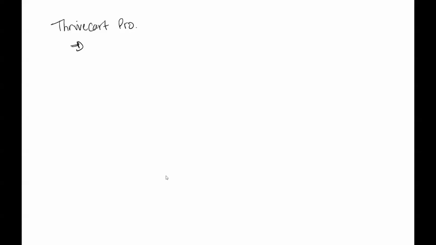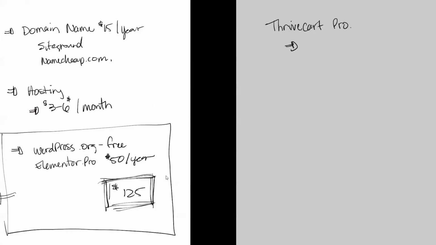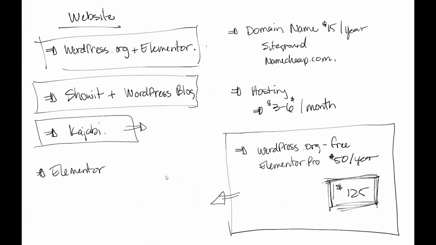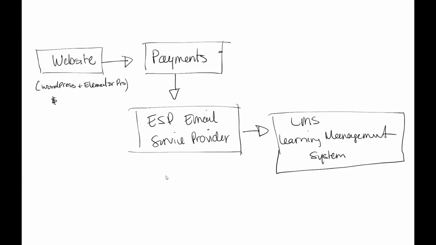Okay, so if we were to back this up for a second, what did we say? 125 a year. So this was 125 for the year. This is a lifetime. Actually, I should probably put Thrivecart first so you guys have that visual. Thrivecart, and $695 lifetime.